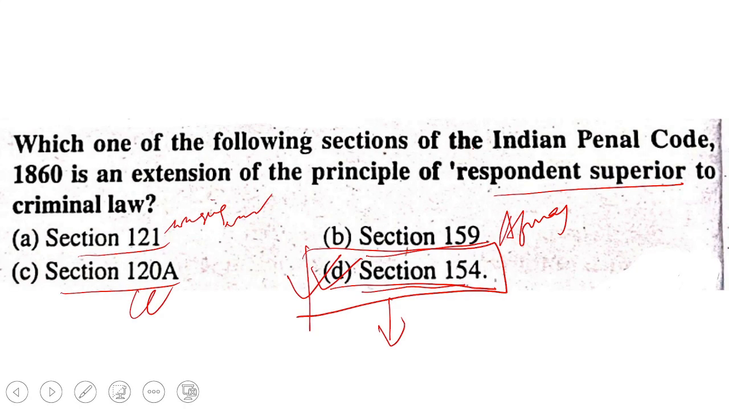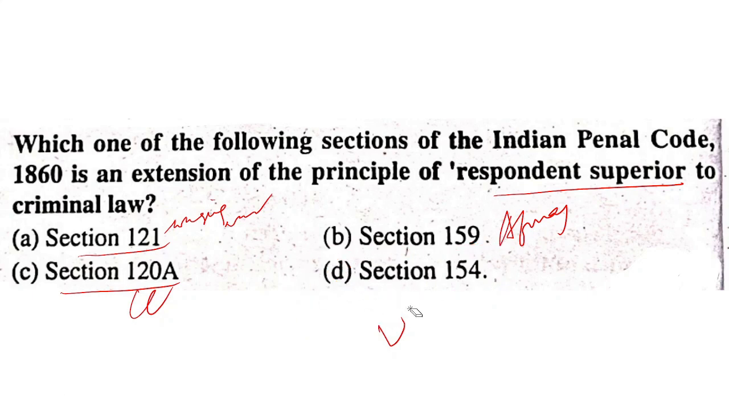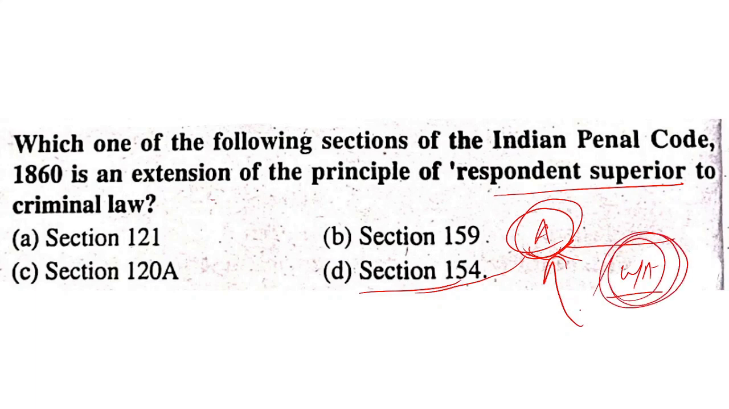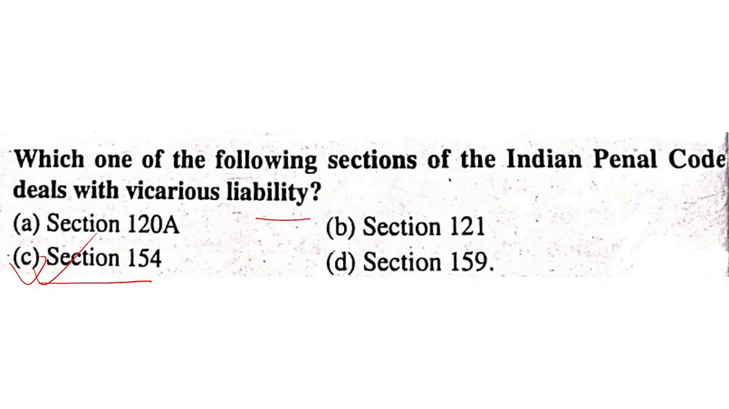So in this example, say A is the owner of a land. He has not done anything, but some people gathered here and organized an unlawful assembly. So A is also guilty. This is known as vicarious liability. A, being the owner of the land, is liable for the offenses committed by this unlawful assembly.